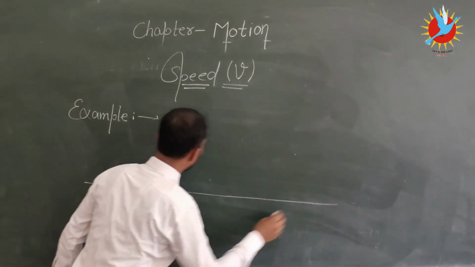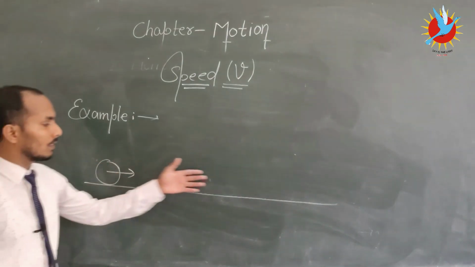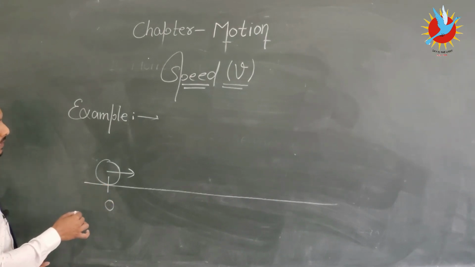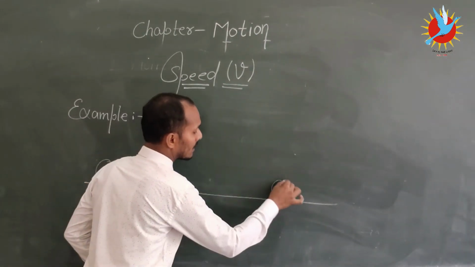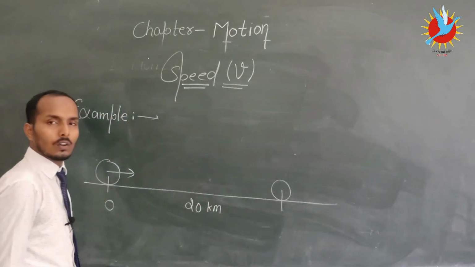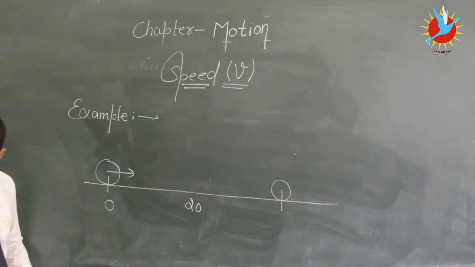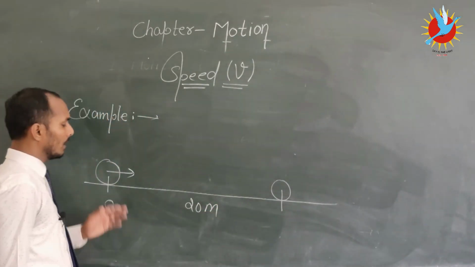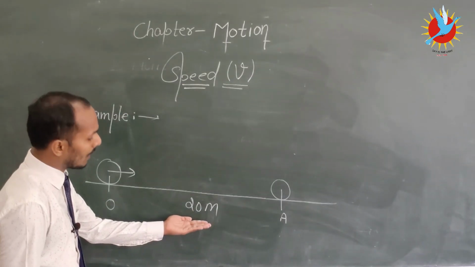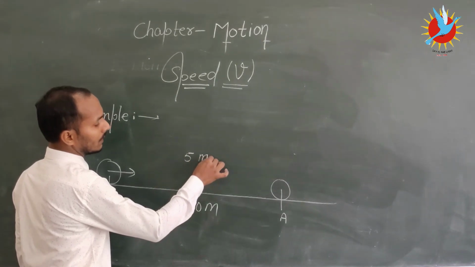Suppose there is a straight road and an object is moving along the road, and its reference point is O. It starts from its reference point and covers some distance, say 20 kilometers. For ease, you can take it as 20 meters. Suppose it reaches point A, covering 20 meters of distance.